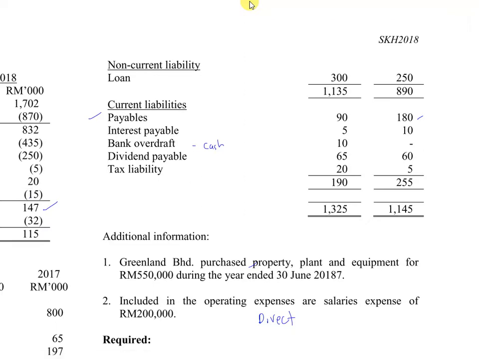Payable is a liability, so we follow. If it decreases, cash flow also goes down. An asset will be the opposite. So let's try. Let's do it here.